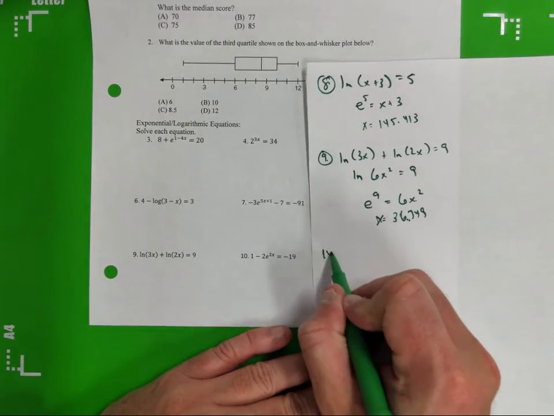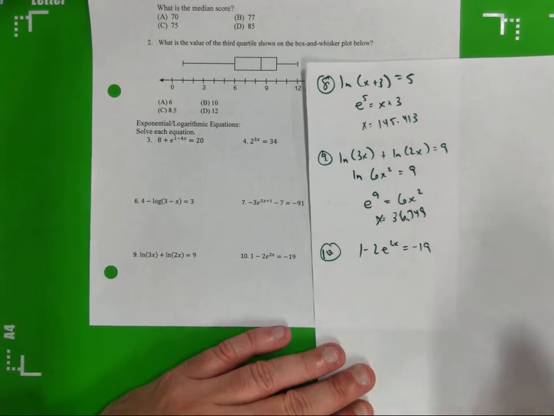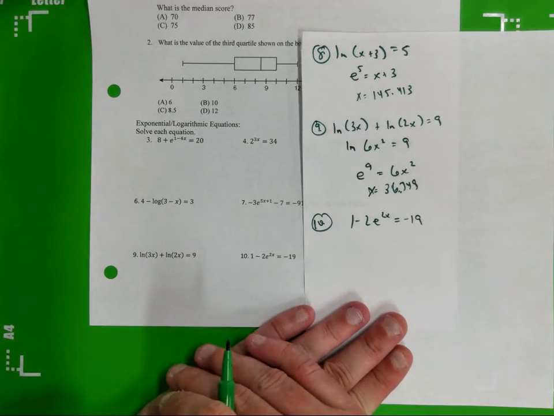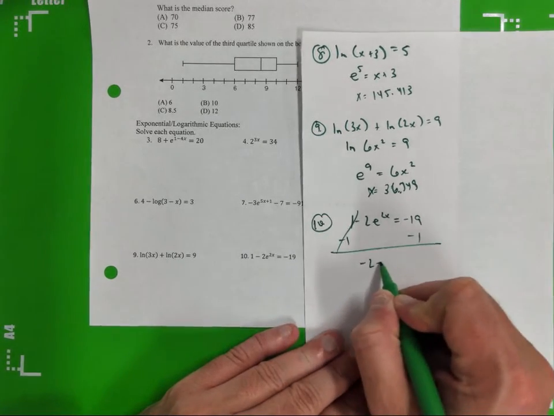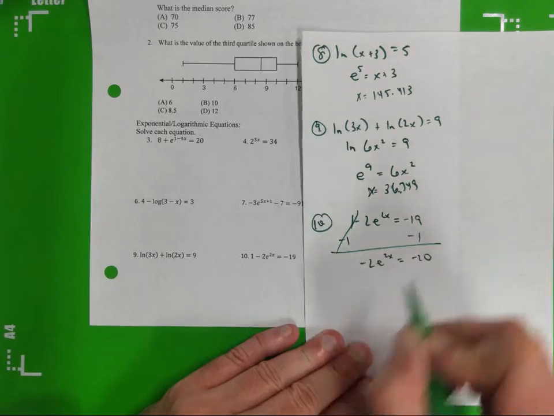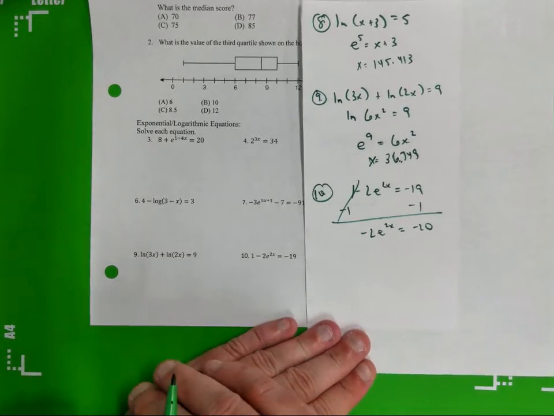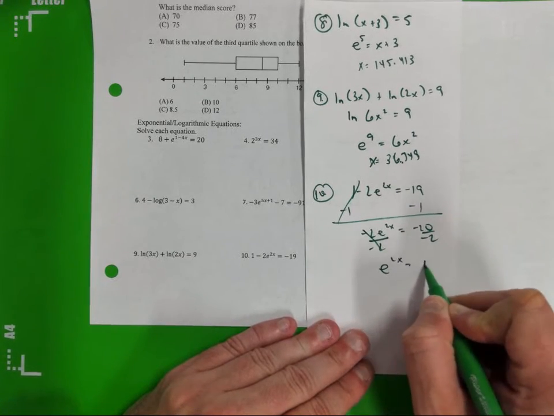Alright, number 10. 1 minus 2e to the 2x equals negative 19. Shay, what would be the first thing you do there, buddy? Very good. I'm going to subtract 1 and get negative 20. What would be the next thing I do, Anthony? Divide by negative 2. Very good. I got e to the 2x equals 10.